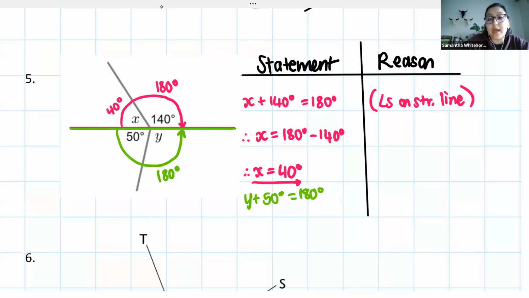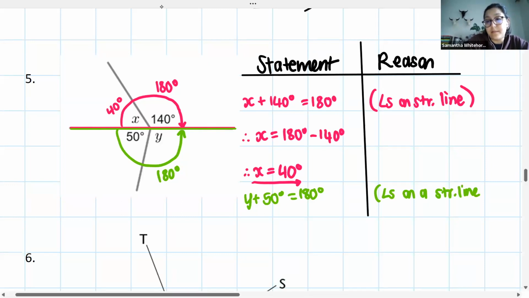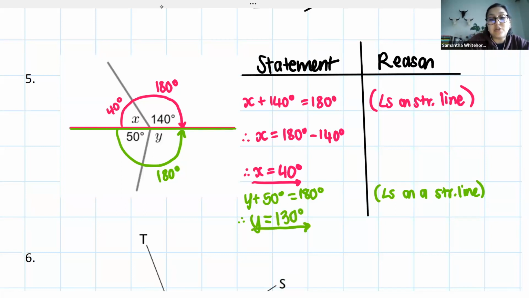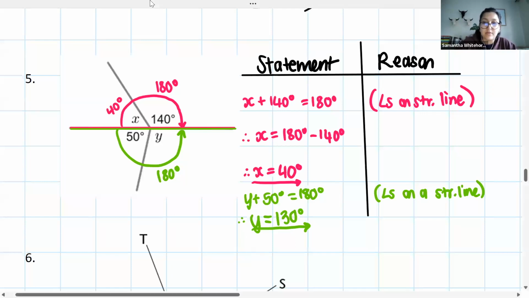Now guys, this is a new angle that I'm working out, so I have to give my reason. A completely new angle must get its reason: angles on a straight line. Right, and then we solve for Y by subtracting 50 on both sides. And so Y is equal to 130 degrees. Please make sure you use the correct variable. If you had said X or Z or W or A or whatever, unfortunately, you'll get it wrong. So it must be Y equals. And please remember to give a reason for every new angle that you give.